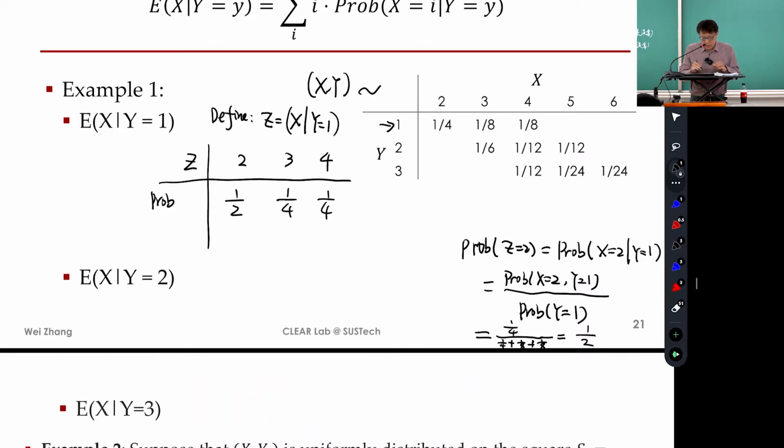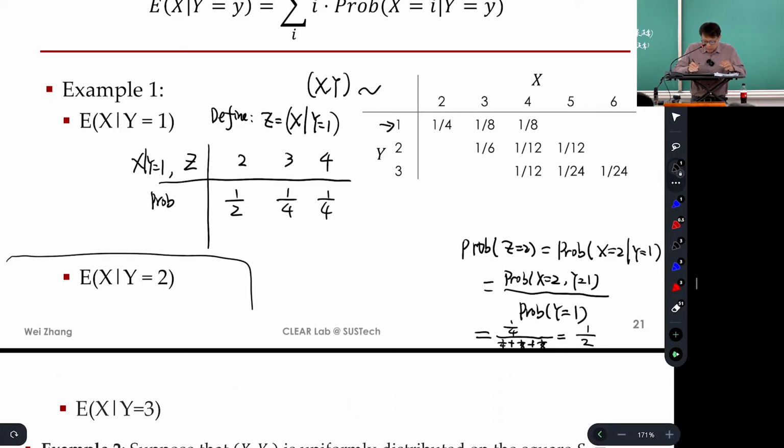Okay, now we find out, given y equal to 1, x still takes 2, 3, 4. This is the same as x given y equal to 1, right? So now if I want the conditional expectation given y equal to 1, the expectation of z. Z is shorthand notation for this. You can think of this as a new random variable with different domains and different probability. That is what? The expectation, right?